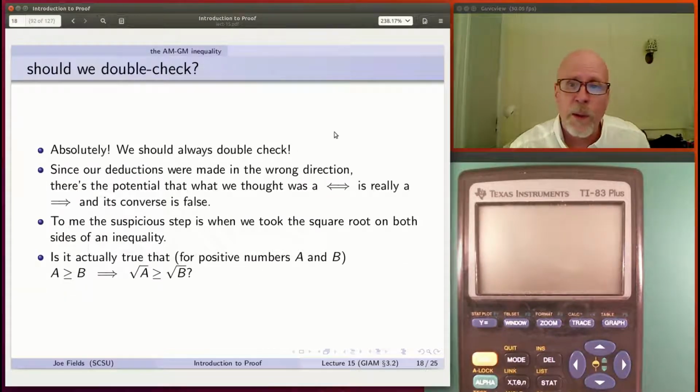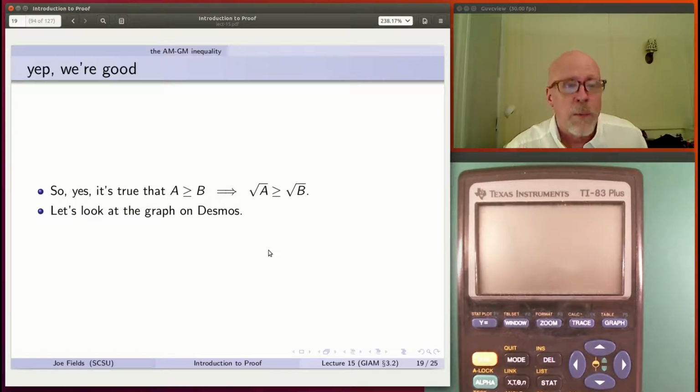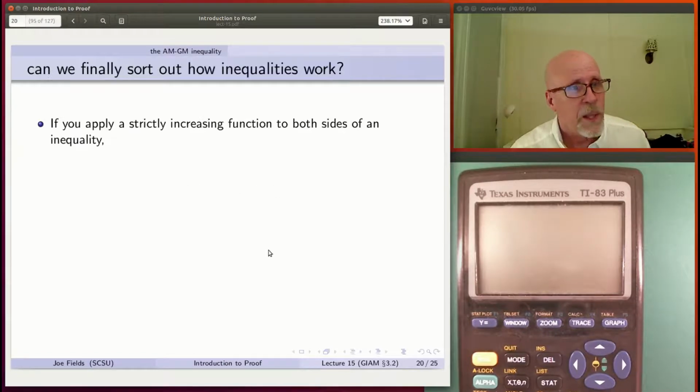Okay, so that step is valid, and I think we're pretty comfortable with the other steps, so it's good. So, yeah, that's true. I'm sorry, I got behind on the slides. We just looked at the graph.